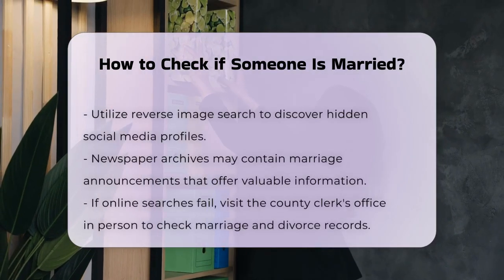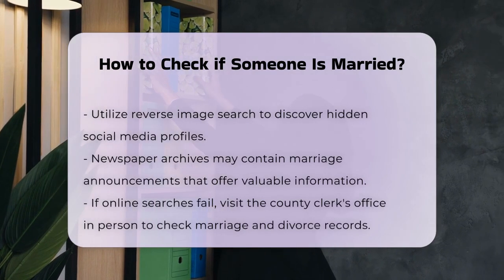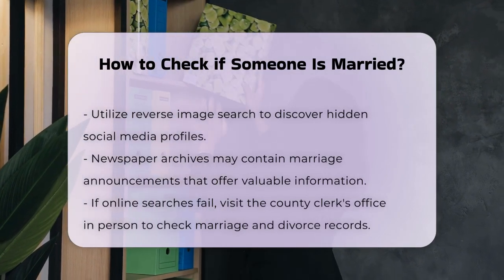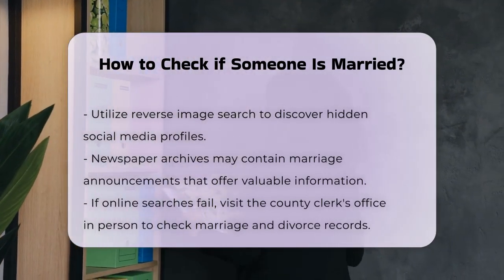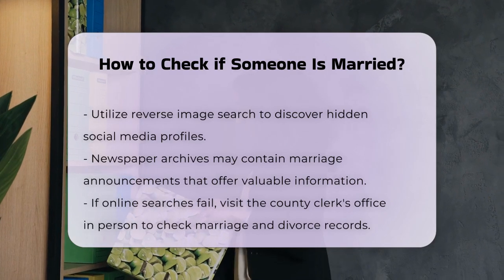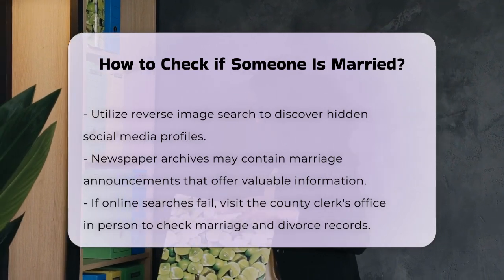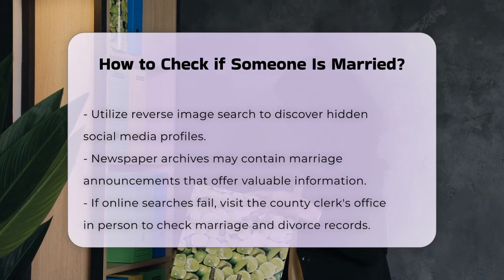Newspaper archives. Checking newspaper archives can be another effective method. Marriage announcements are often published in local newspapers, which can provide valuable information. This method may require more time and effort, but can be rewarding.